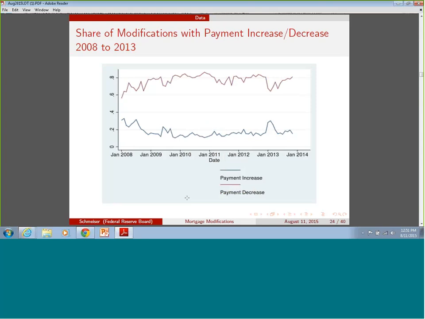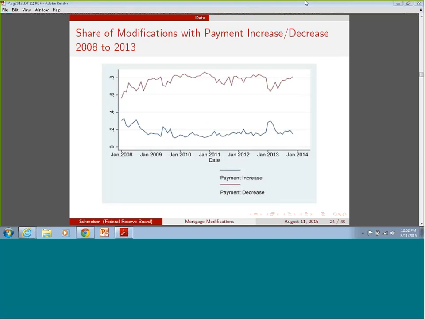And you can see things did improve substantially with 2009 mods. We had just over half still current a year later. Things improved every year. And then finally, by 2013, 12 months post modification, we had 80% still current. So a big improvement in performance of these loans over time.